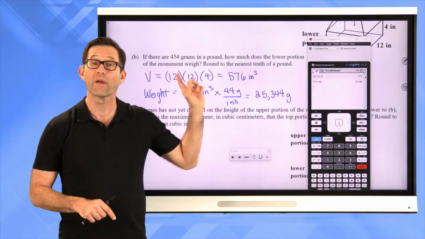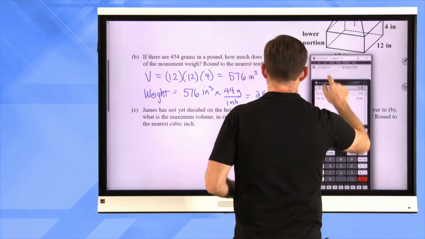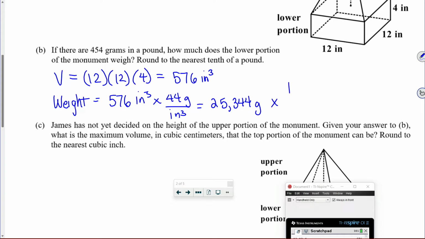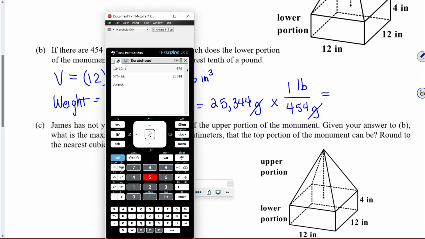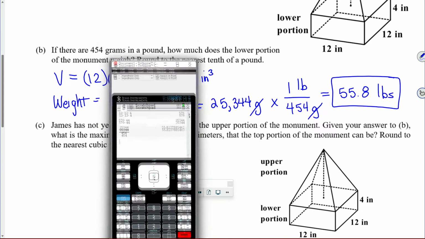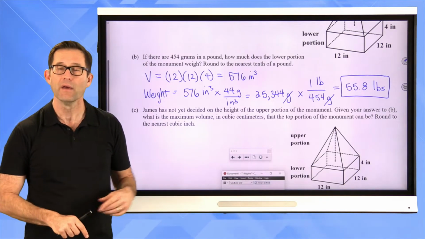Anyway, so we've got 454 grams per pound. If I want to turn that into pounds, then I will literally just multiply by 1 pound over 454 grams. In other words, I want to divide by 454 to figure out my weight in pounds. Divided by 454, and that's going to be 55.8 pounds. So not too bad, 55.8 pounds, a little bit heavy. I wouldn't want to be lugging this thing around a lot, but there we have it.